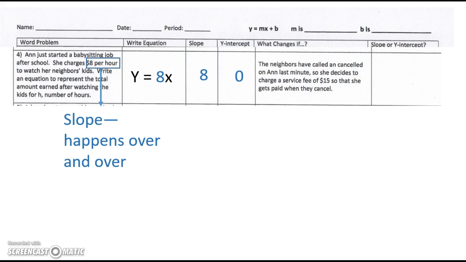Now, the next thing you need to do is what if this part right here changes? So the neighbors have called and canceled on Anne last minute. So she decides to charge a service fee of $15 so that she gets paid when they cancel. So now they're changing. So with that $15, that service fee, would that change the slope? Is that going to change every single hour? Or is that going to change the y-intercept? Is that going to change her starting point?